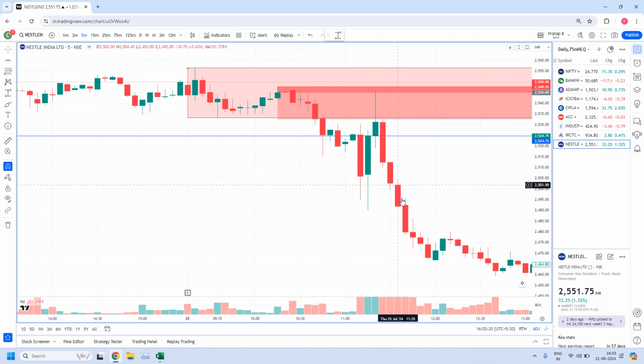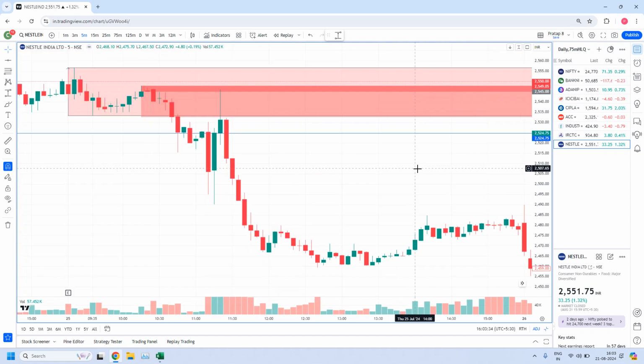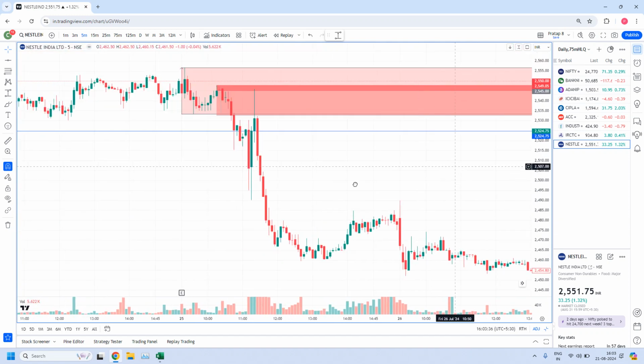See how good a profit you would have got from this zone after this trade. And again, one more rejection, one more trade it has given.